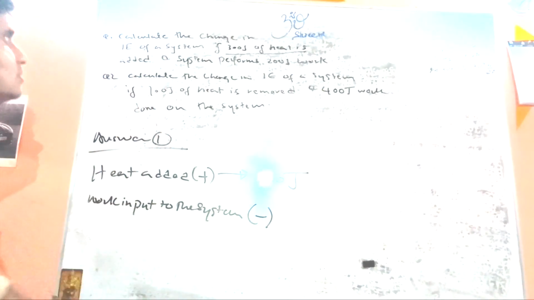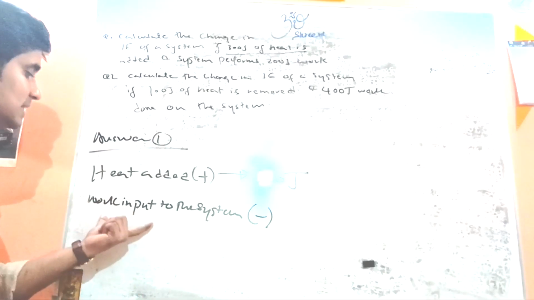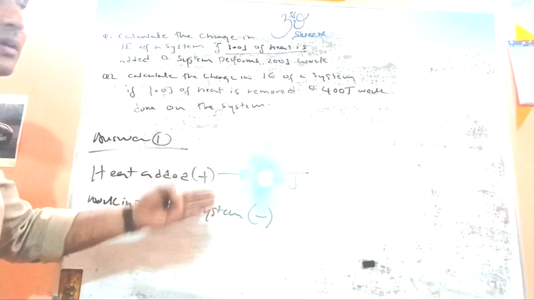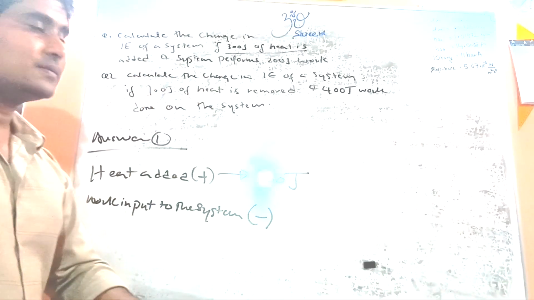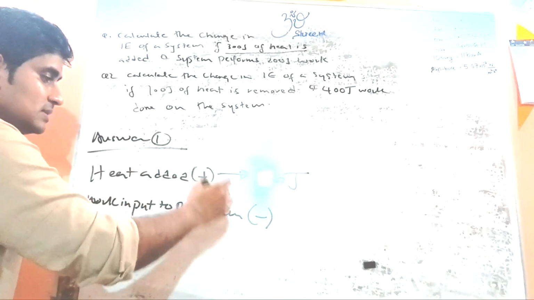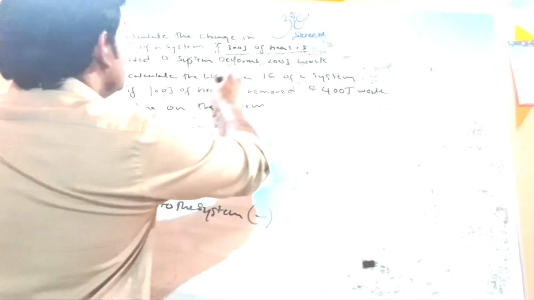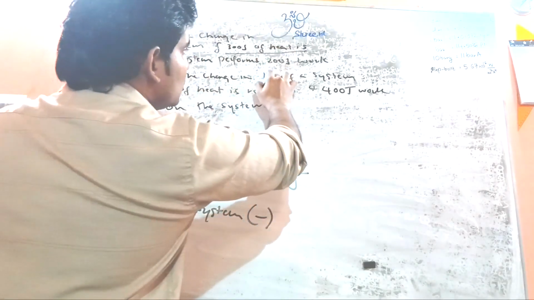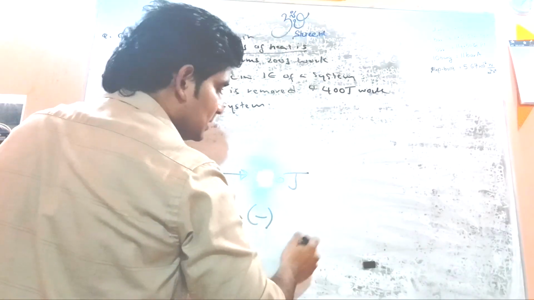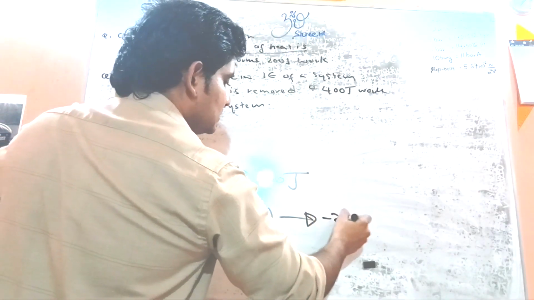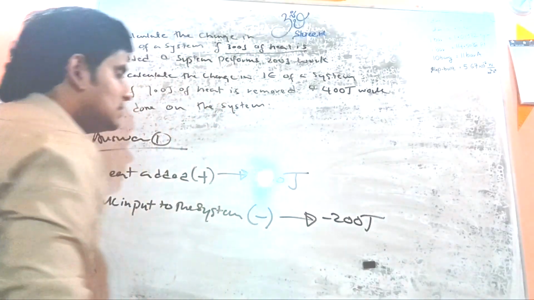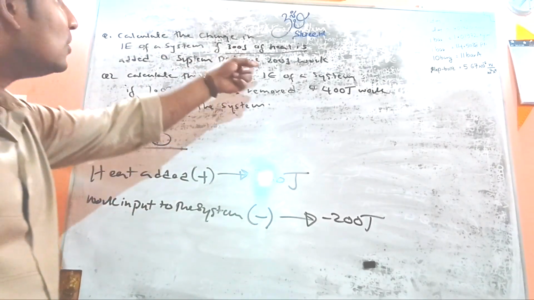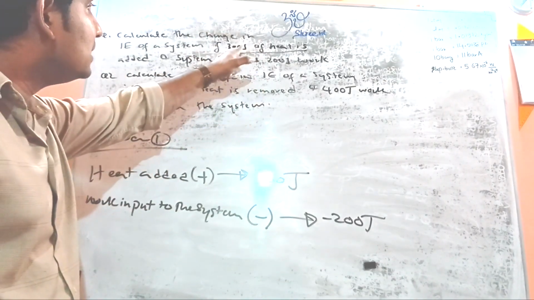Why negative? According to this problem, work input to the system is negative because we are not going to input any work. That particular system is doing a work. So work input to the system is negative. System performs 200 joule work, so what is that? Minus 200 joules. I hope that is clear. Why is this 300 joule positive? Yes, because we are going to add 300 joules of heat.